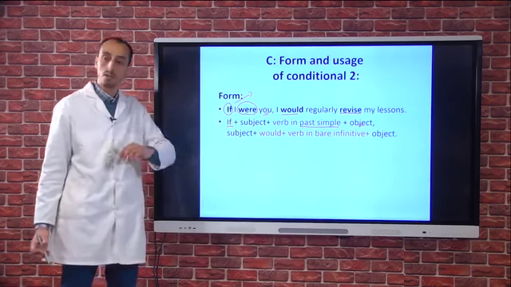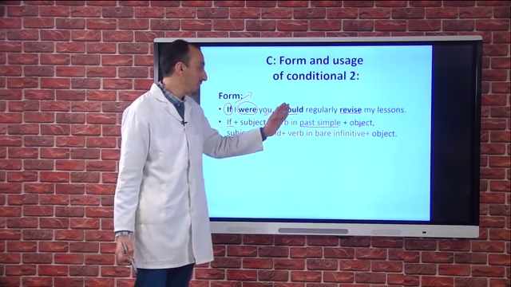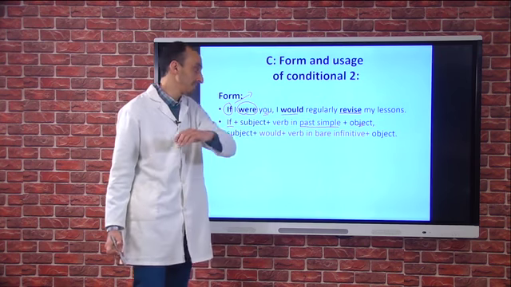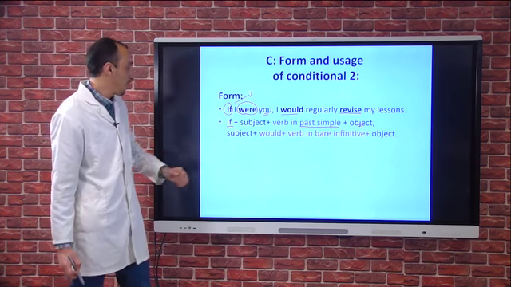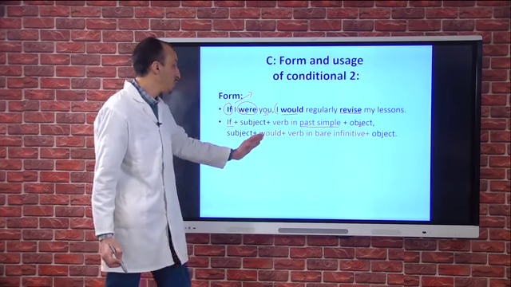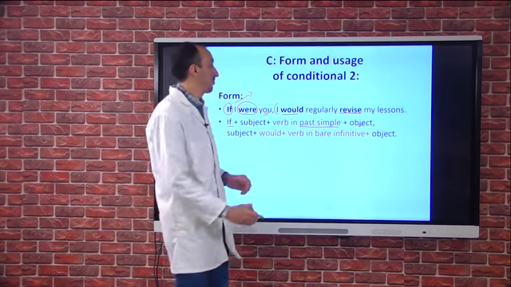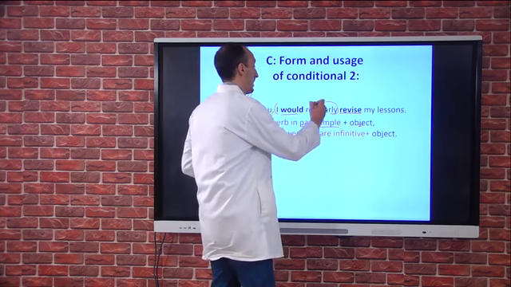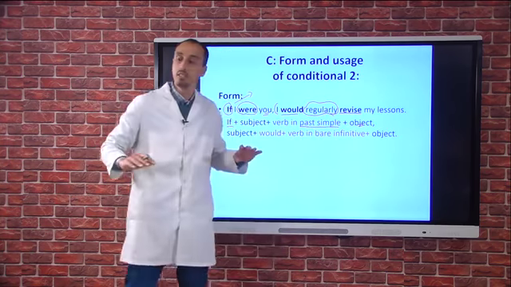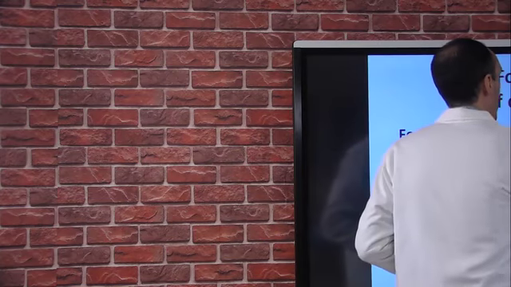In the second part, we have I would regularly revise my lessons, the main clause. We have the subject, which is I again. Then would plus verb. Here it is divided, separated. The verb is separated by an adverb.